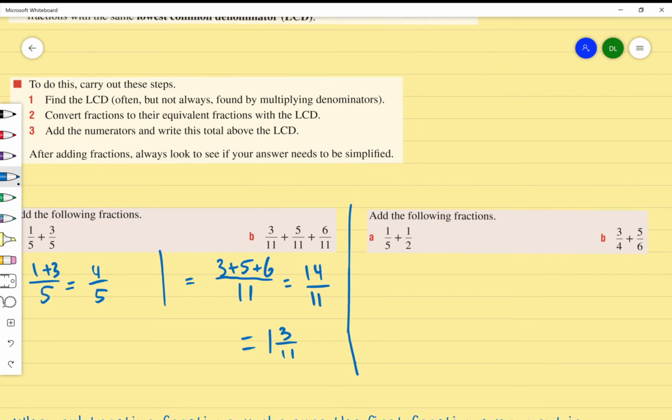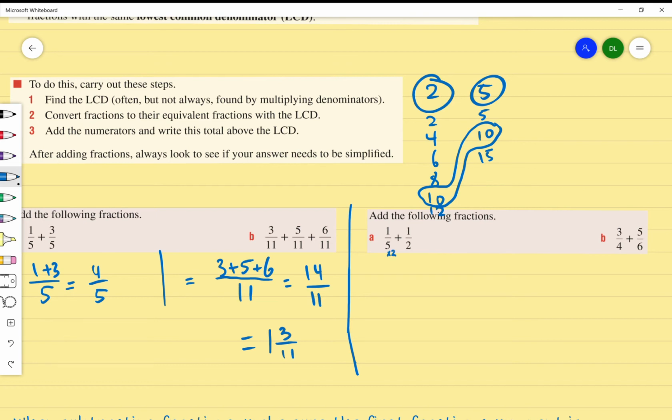Now I'm thinking 5 and 2, so let's start with 2. What are the multiples of 2? I know there's 2, 4, 6, 8, 10, 12. What about 5? 5, 10, 15. I can stop there. The reason I can stop there is I can see that there's a lowest common multiple right there. It's 10. So I'm going to think, well, 5, what number do I multiply 5 by to get to 10? Well, 5 times 2.